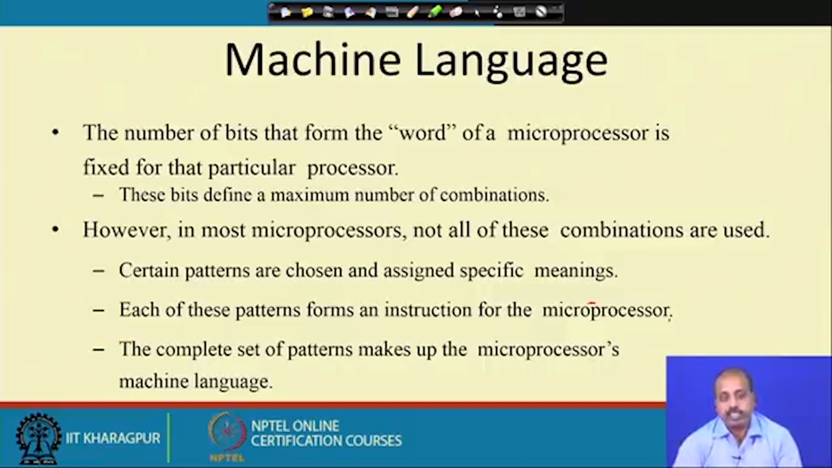If a processor has a 16 bit word, then I have more flexibility in the instruction set design, where there can be 2 power 16 or 64k different types of instructions. But that is a huge number, and in most cases microprocessors will not use all these combinations. Even for an 8 bit word, it may not use all the 256 combinations. Each of these patterns will be an instruction for the microprocessor, and the complete set of patterns will make up the microprocessor's machine language.